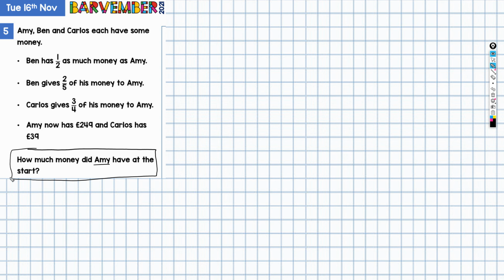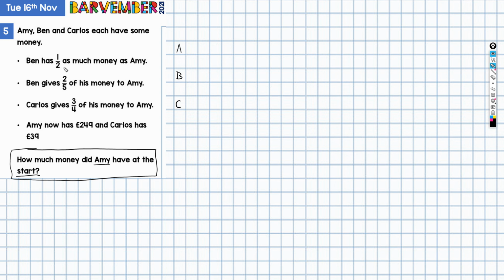So Amy, at the start. Okay, well, again, we have a very complicated looking problem here, and it's exactly the sort of thing that usually becomes much clearer when you draw it out. So I'm going to, unsurprisingly, draw a bar for Amy and for Ben and for Carlos. Okay, let's look at the start.